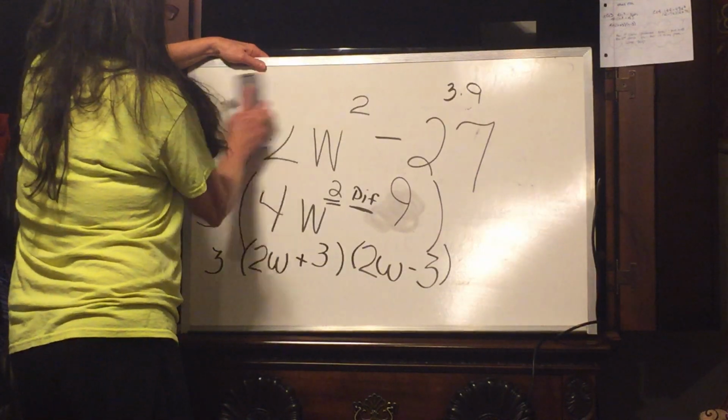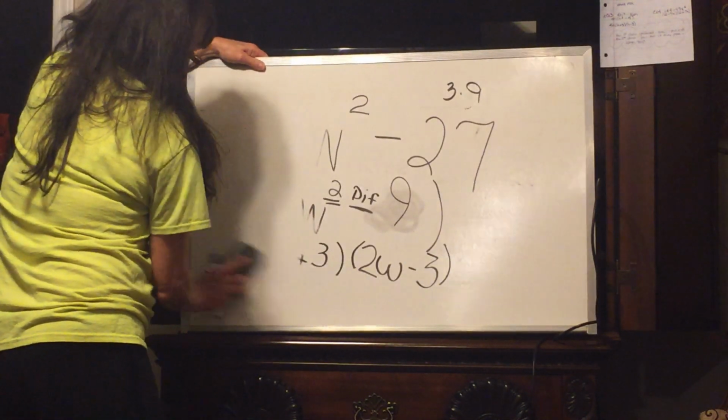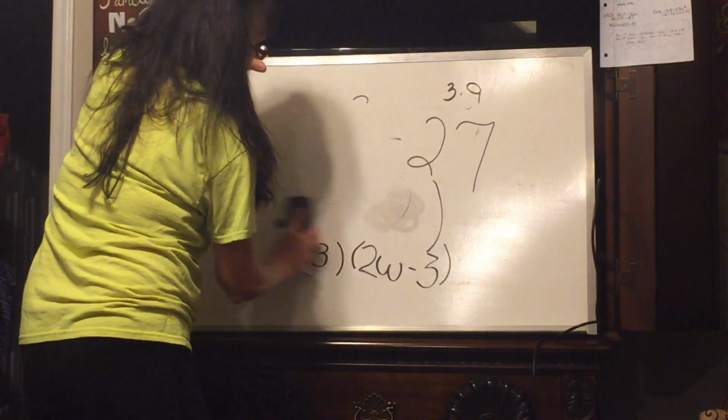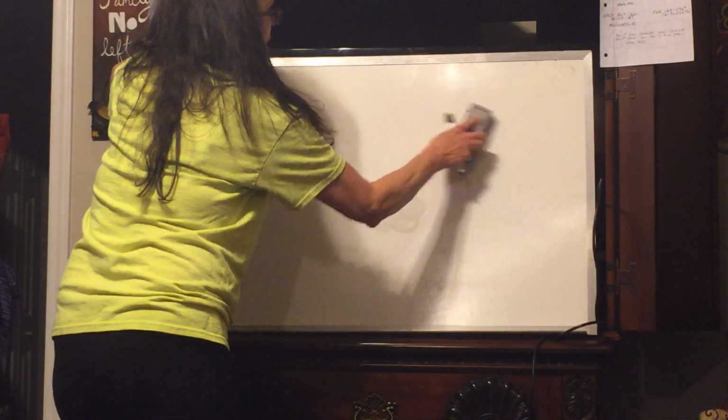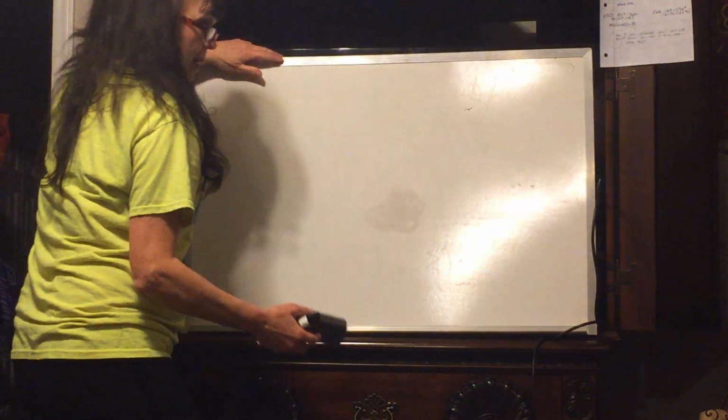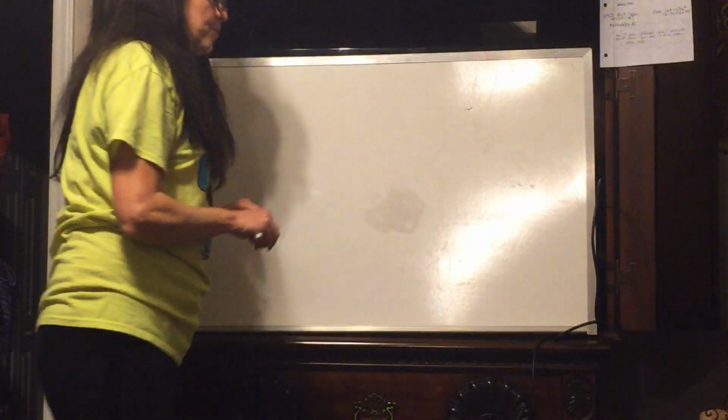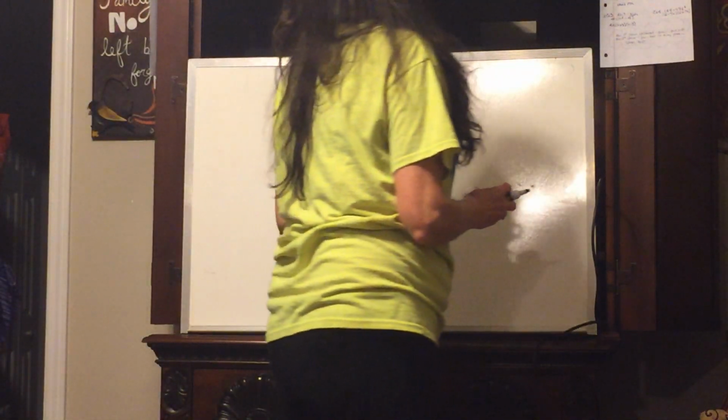Okay, example 3. I really need a bigger board. Guess I could order one off of Amazon. Alright, here we go. Example 3.